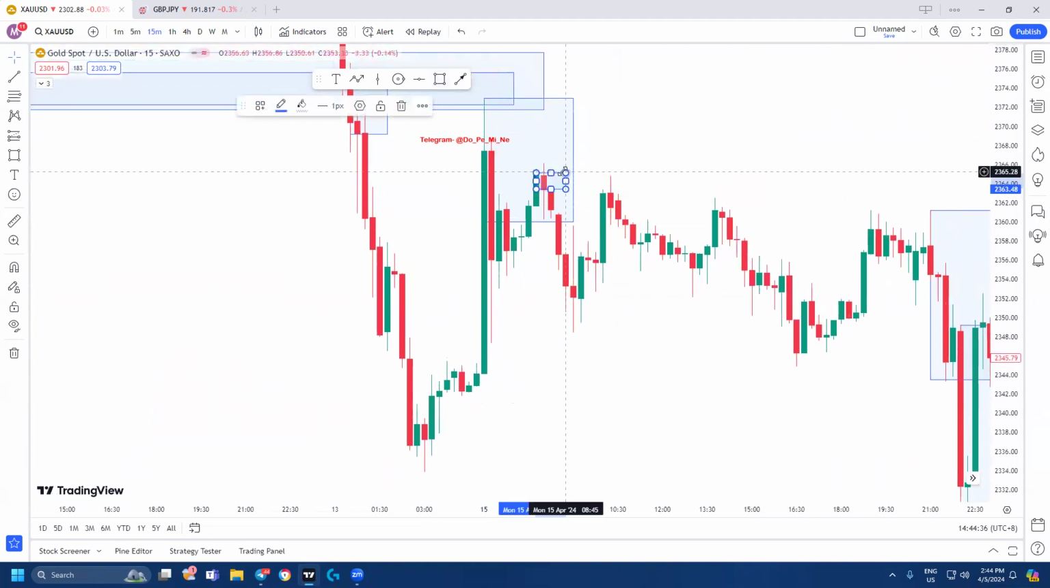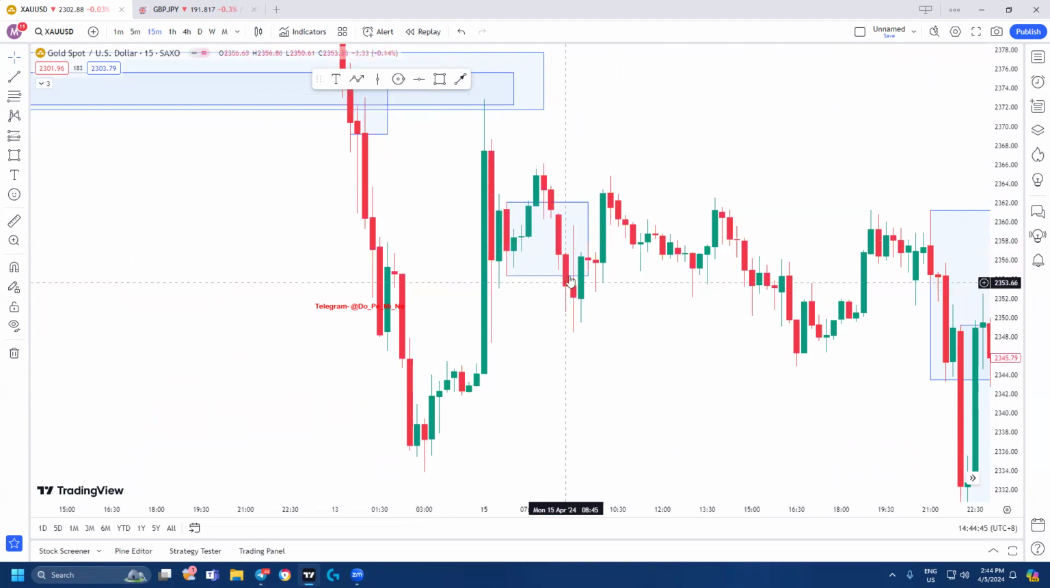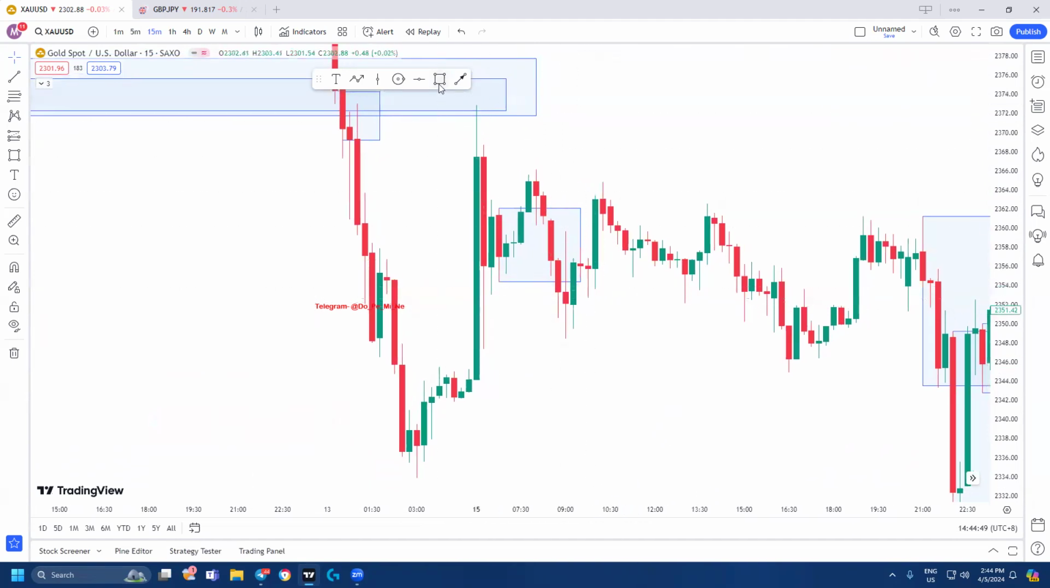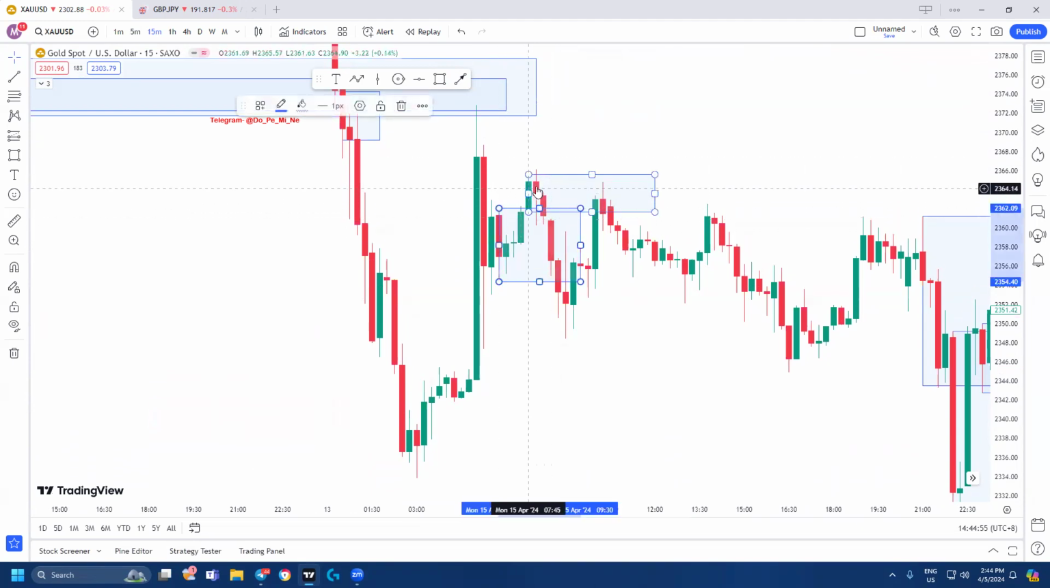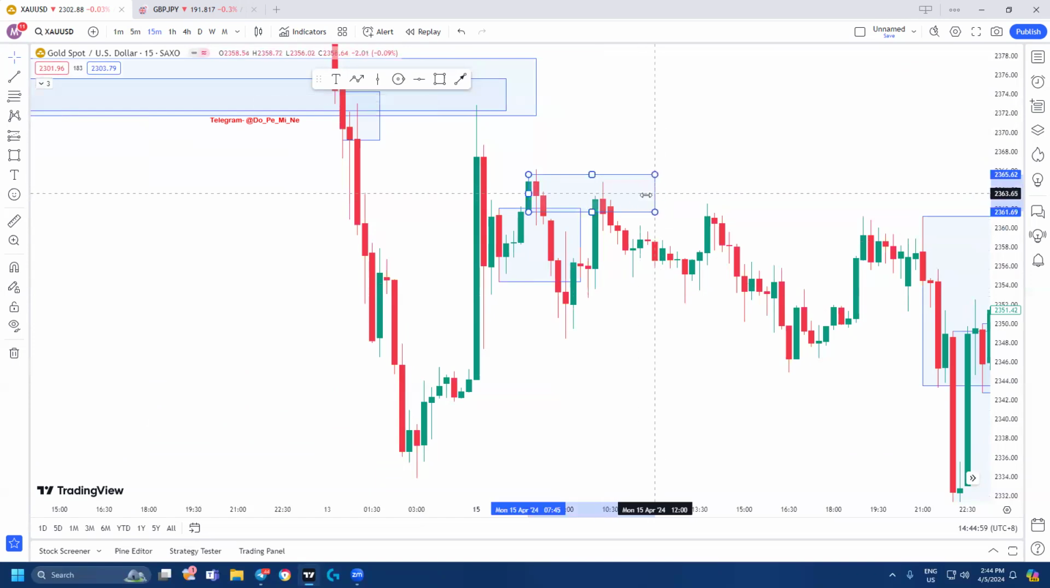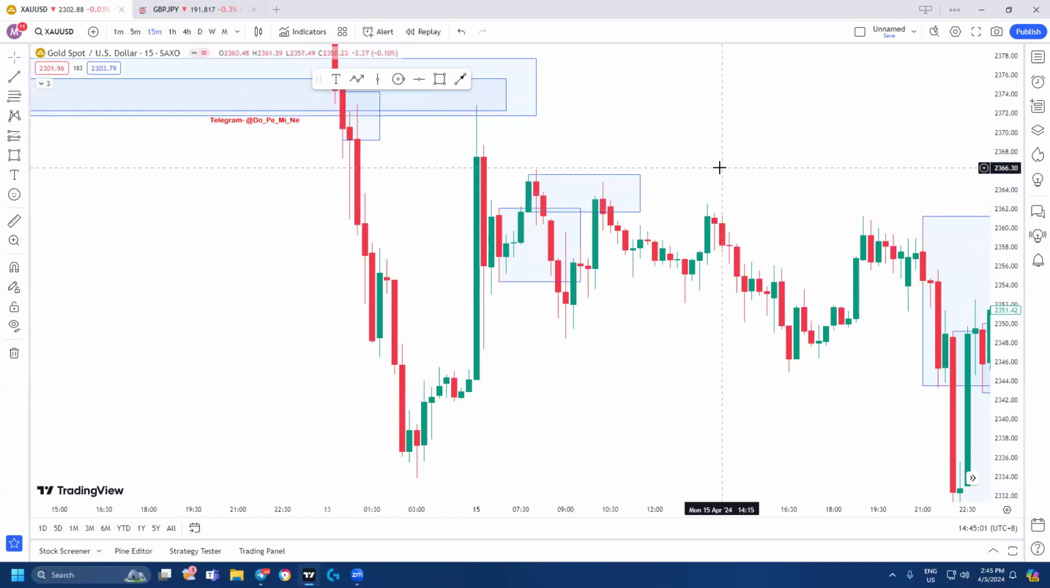Wait, I delete first. Like I said, you see this one just broke, is it? It broke, and the price will turn back to the engulfing sell zone. So an engulfing buy broke, and it will turn back to the engulfing sell.